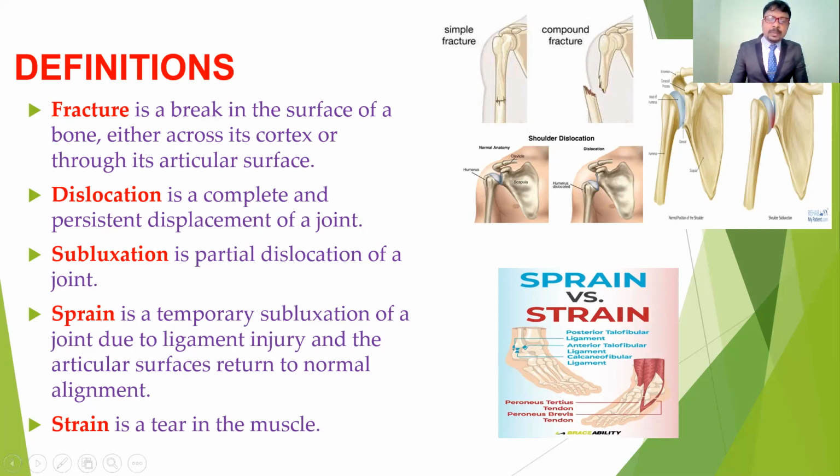Another one is muscle strain. It is commonly seen after vigorous or improper activity of the muscle, which may cause damage or a tear in the muscle. That is called a strain, most commonly seen in the muscle. These are the different terms related to musculoskeletal injuries: fracture, dislocation, subluxation, sprain, and strain.